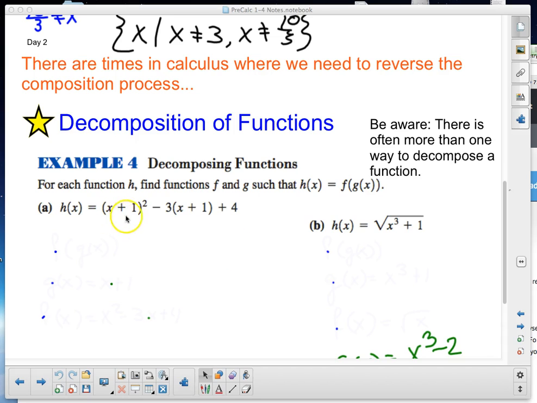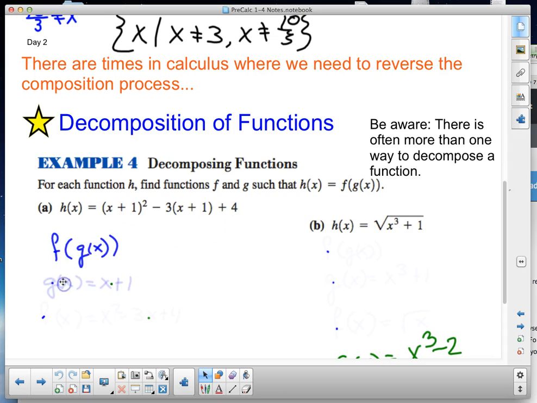If you notice that I have x plus 1 inside a squared and x plus 1 inside a 3 times something plus 4, hey, make it as easy as possible. So as we do this, say g of x is x plus 1. Okay, so then f of x becomes x squared minus 3x plus 4. So you're just taking out the x plus 1. Now, give it a try over here for yourself. Make it as easy as possible.